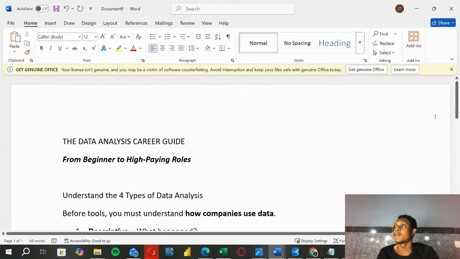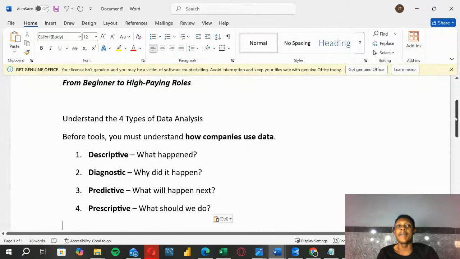The four types of data analysis. Most of us don't know that there are four major types of data analysis. So, like I said, we'll be starting with the descriptive analysis.